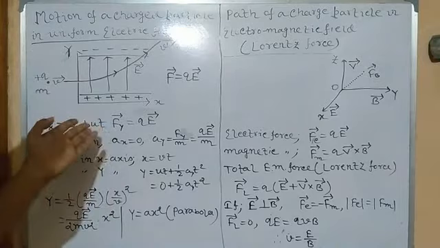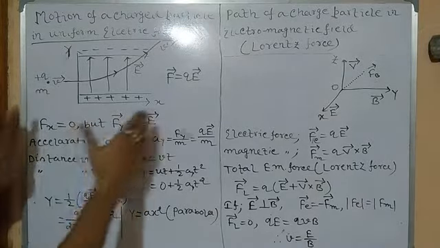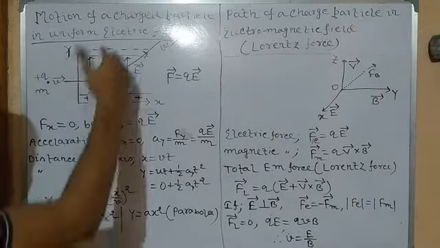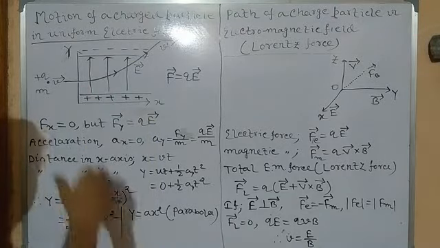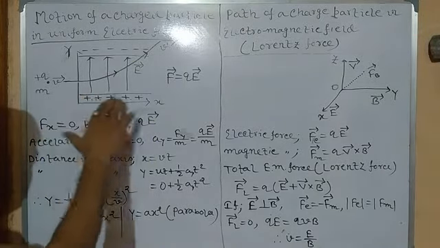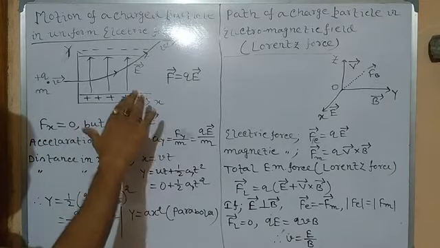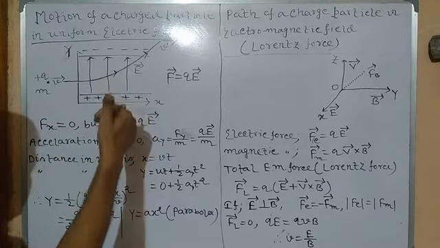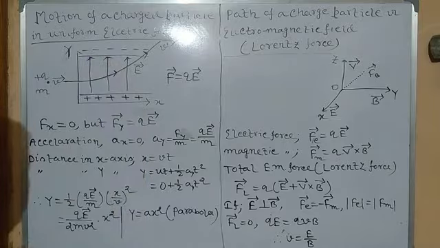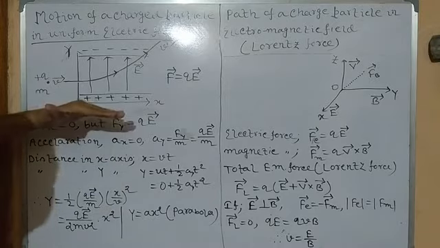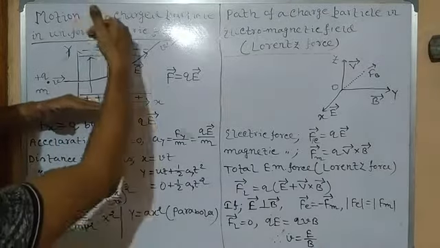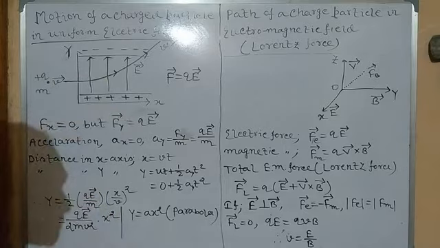So in the diagram you can see the x and the y axis. Two plates have been taken. The positively charged plate is placed below, and above it the negatively charged plate is placed. So it means the lower plate is positively charged and the upper plate is negatively charged.